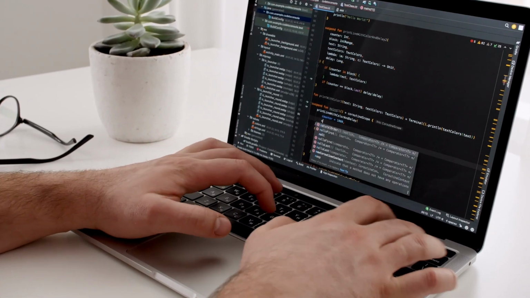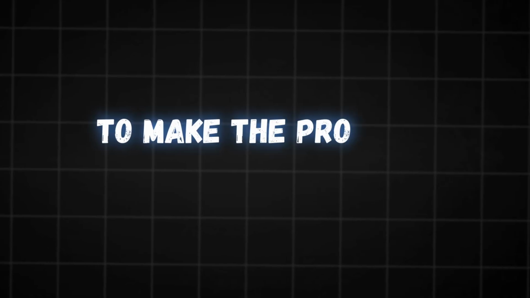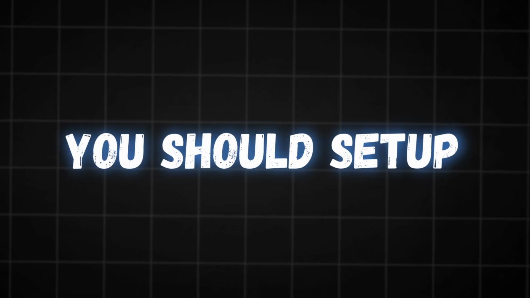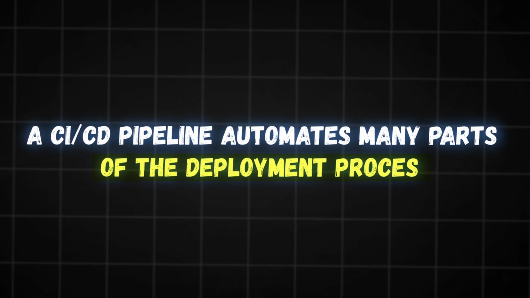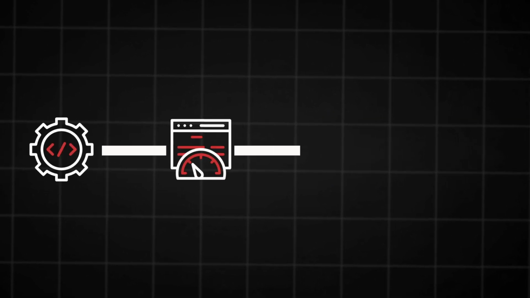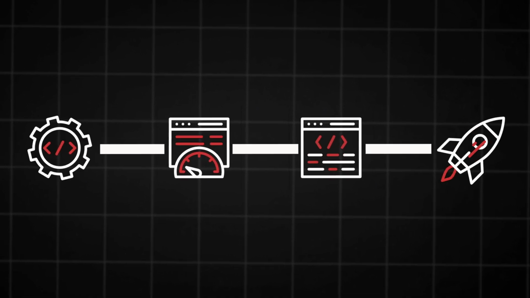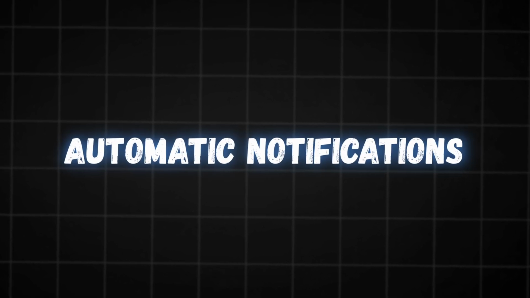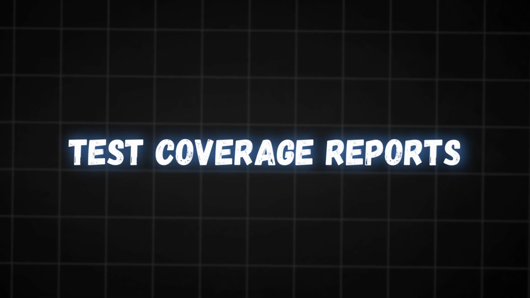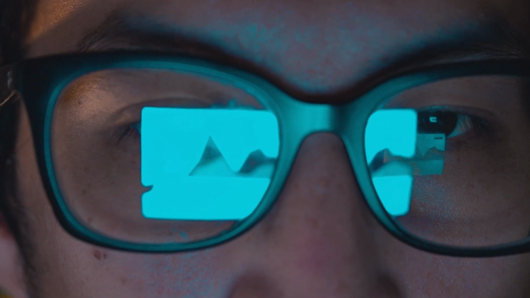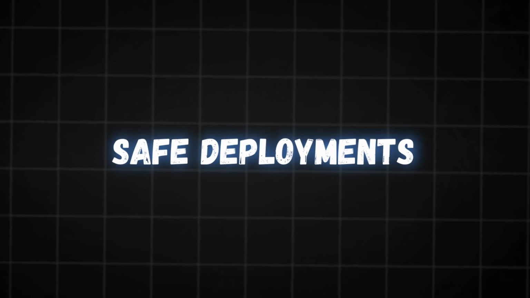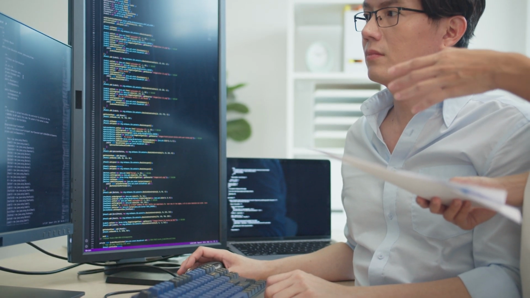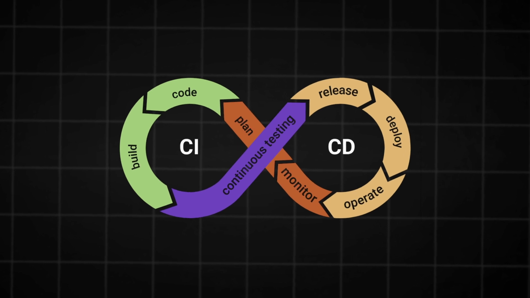Manually deploying your application every time can quickly become frustrating, time consuming, and error prone. To make the process smooth and reliable, you should set up a CI/CD pipeline. A CI/CD pipeline automates many parts of the deployment process, like building the project, running tests, checking the code quality, and deploying to the server. You can also integrate automatic notifications, rollback options, and test coverage reports. This not only saves time, but also reduces human error and ensures consistent, fast, and safe deployment. So, if you're serious about maintaining and scaling your SaaS application, a CI/CD pipeline is a must.